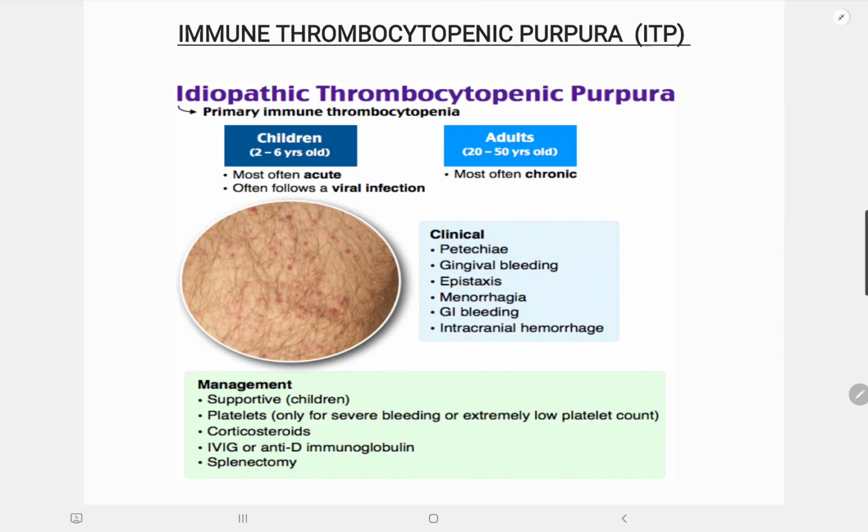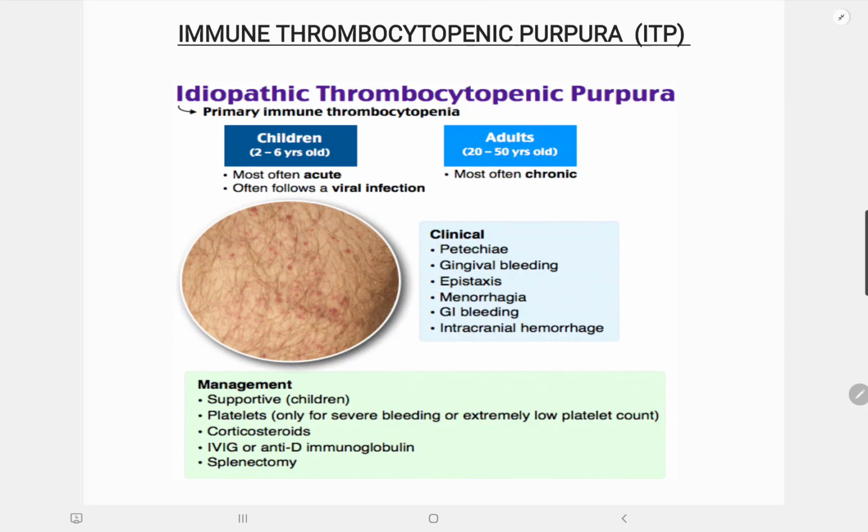And for the USMLE questions, platelets in ITP are usually less than 100,000. And it can be precipitated by viral infections. Now, when we get viral infections, there are antibodies against viral proteins that cross react with the platelets, and it disrupts the platelet aggregation. Since the antibody is reacting against the platelets, we also classify this as a type 2 hypersensitivity reaction.